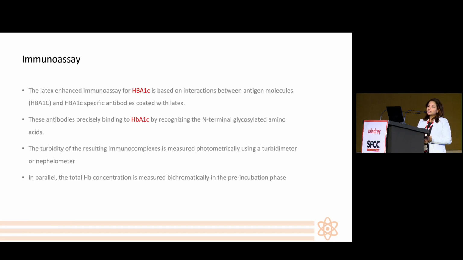Now, the next method is immunoassay. In this, the interaction is between the HbA1c, which is the antigen, and the HbA1c specific antibodies, which bind to this antigen by recognizing the N-terminal glycosylated amino acids. This interaction leads to the formation of immunocomplexes, which lead to turbidity, which is then measured photometrically using a turbidimeter or nephelometer. In parallel to this, the total hemoglobin concentration is measured bichromatically in the pre-incubation phase.